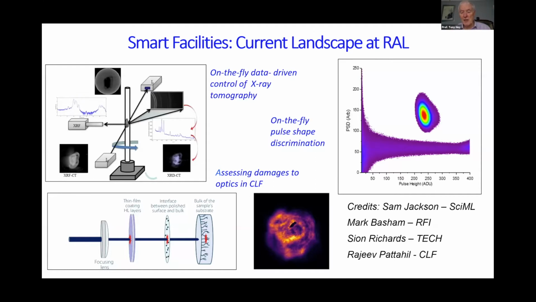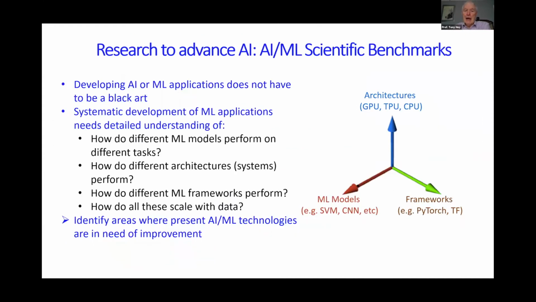So all of these things are useful things for experimentalists. And the last area where we hope to learn more about AI, if we can find out how these AI and machine learning methods work on different types of problems, and where they work well and where they don't work so well, is in understanding how we can improve them.